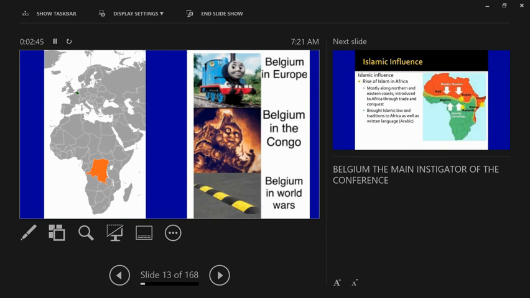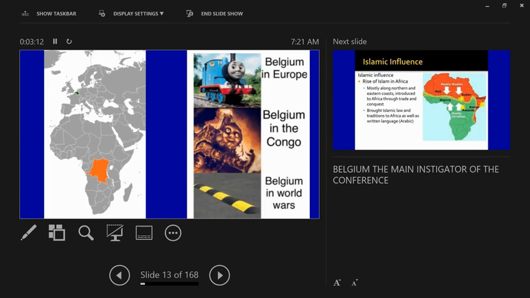Belgium was the instigator of the Berlin Conference. In this map, I have Belgium highlighted up here in that little bit of green, and then the area that they got was the Congo. And you can see how much bigger the Congo is than the nation of Belgium itself.